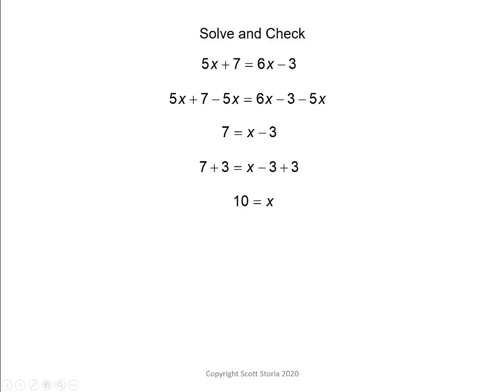To check my work, I return to the original. I substitute 10 for both of these variables. Again, keep in mind that you're using parentheses to keep the multiplication meaning. 6 times x, 5 times x. Both of these become 57, so 10 is my solution.